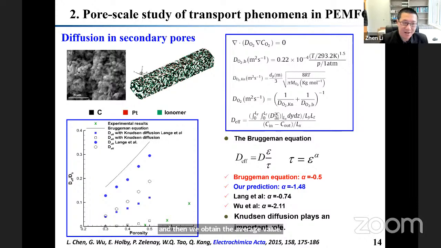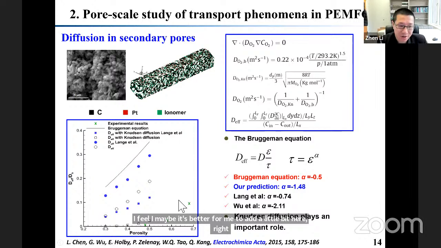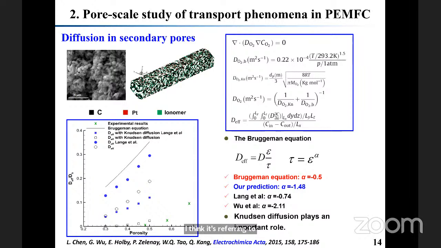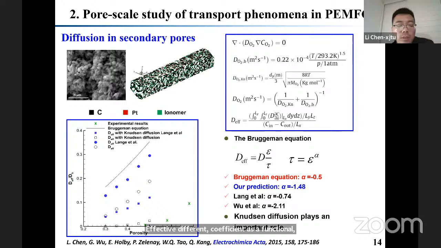I mean, if you do upscaling in the larger scale model, you use the D effective. I'm not sure if we should use a distribution instead of using a constant. Yes, actually, it's a relationship. It's a distribution, not a constant. Here, for example, the effective diffusivity is a function of the porosity, right? So yes, it's a relationship, but not a constant. Yes, I think he's referring to making the effective diffusion coefficient a function of space. Yes, not just the porosity.